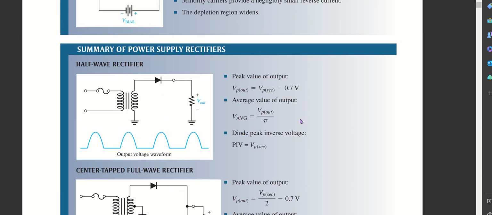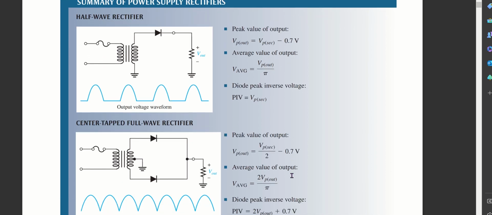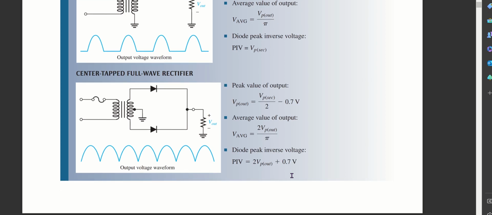The formulas for a half wave rectifier: the peak output voltage is the peak secondary voltage minus 0.7 volts. In case of a practical diode, we have to subtract 0.7 volts in the calculations, but in an ideal diode, there is no need to subtract 0.7 volts. The average value of output, V average, is equal to V peak output divided by pi. The diode peak inverse voltage is the same as the peak secondary voltage. In case of a practical diode, we have to subtract 0.7 volts.